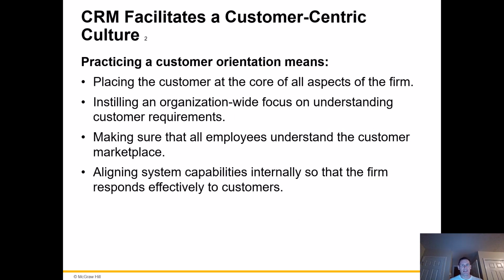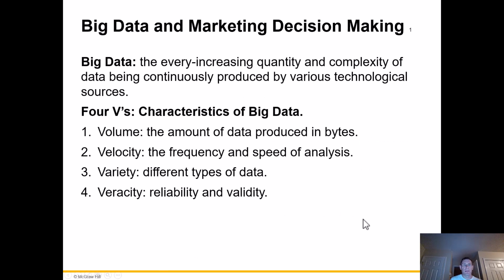Now, practicing a customer orientation means placing the customer at the core of all aspects of the firm, instilling an organization-wide focus on understanding customer requirements, making sure that all employees understand the customer marketplace, and aligning system capabilities internally so that the firm responds effectively to customers.